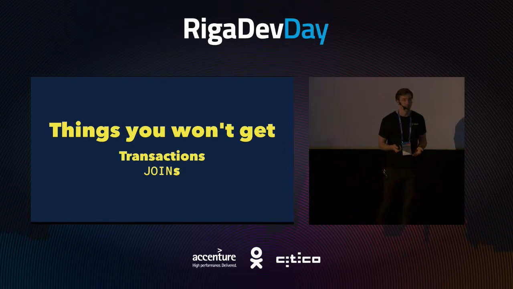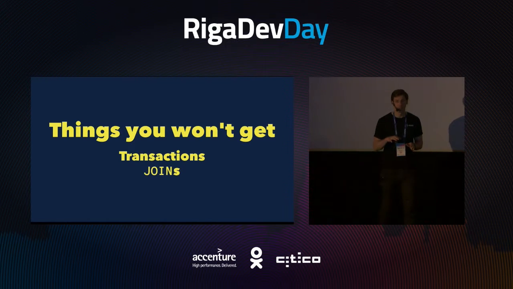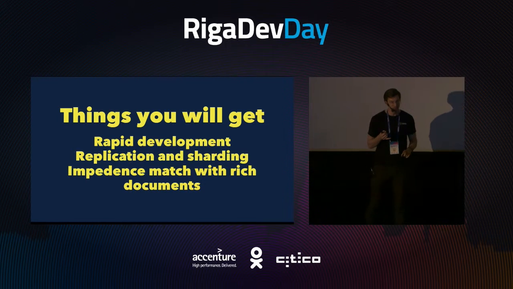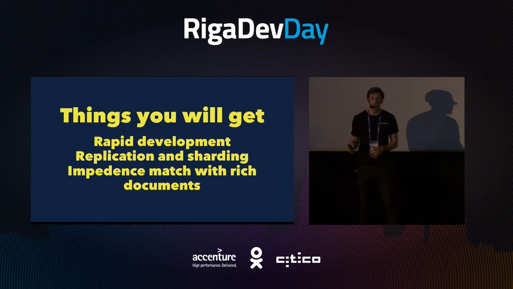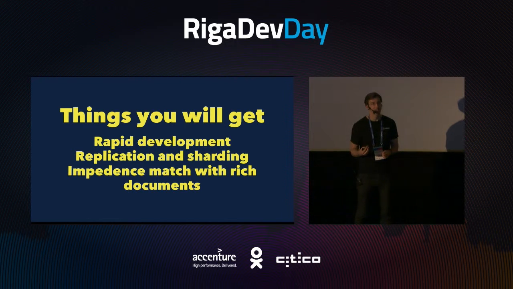And you don't have joins. You have something a bit similar now in the aggregation framework, but you have no powerful joins like you're used to. So again, it's mainly in how you structure your documents, which can be pretty challenging in the beginning, but it can get you pretty far. Things you will get instead: pretty rapid development, replication and sharding, which are more operations topics that we didn't cover yet. And you don't have an impedance mismatch. Instead, you will have an impedance match, where you have rich documents which fit your object structure pretty well.